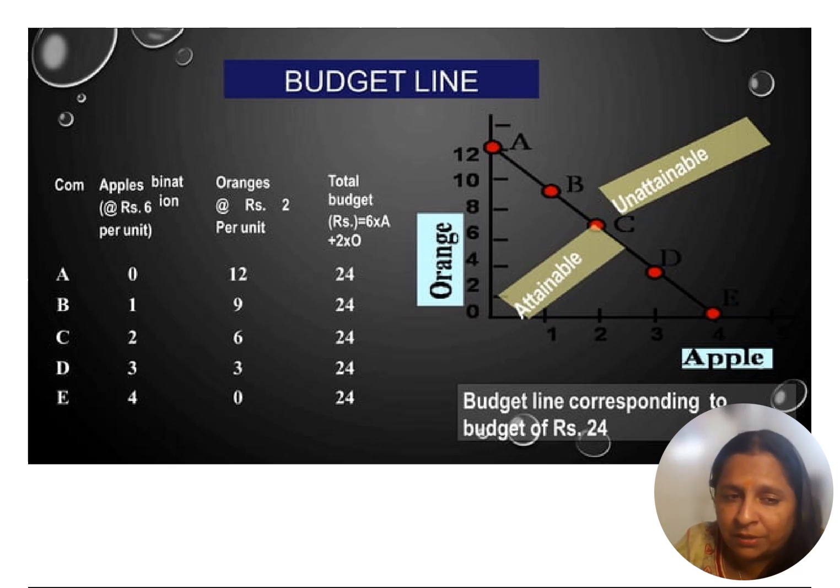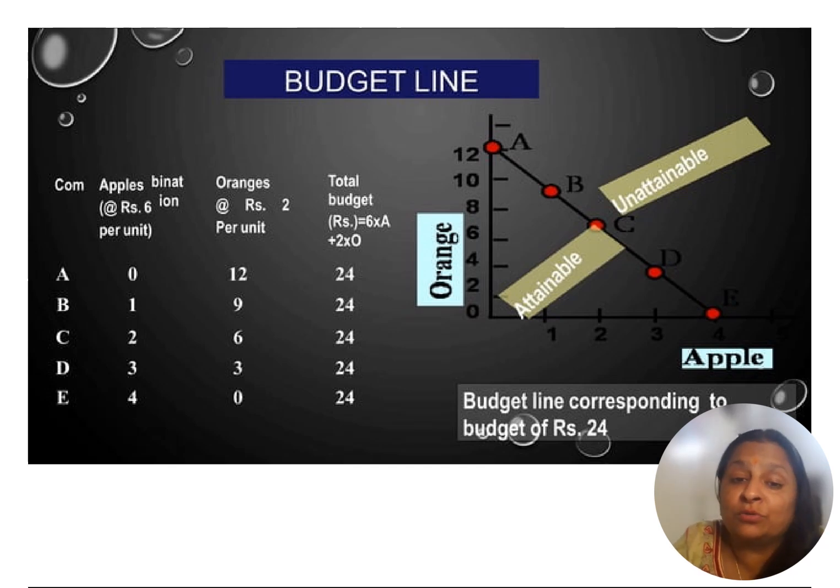If I take 1 apple and 9 oranges, you know the orange price is 2 rupees, so 9 into 2 is 18, plus the apple cost, 18 plus 6, so the apple cost is 6 rupees. Well, I want to add 6 here and reduce this, but the spend is 24, which means this is my budget line. The area below the budget line is under-constraint, and this is not approachable.